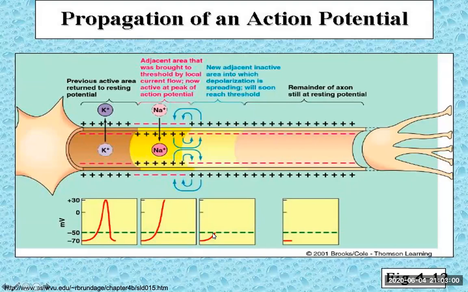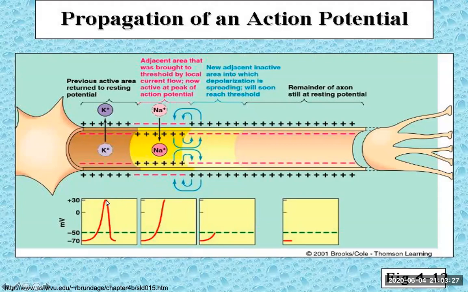It has reached threshold at this point, -50, so we get an all or none response where more sodium channels are being opened at this point. So the millivolts will continue to rise until we get to about +30, where that action potential peak occurs. And you can see that here above, how sodium ions are rushing into the cell, making it more positive. So we get a more positive upswing in our graph.